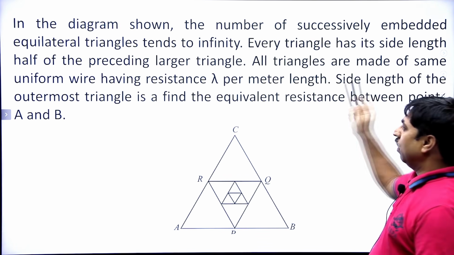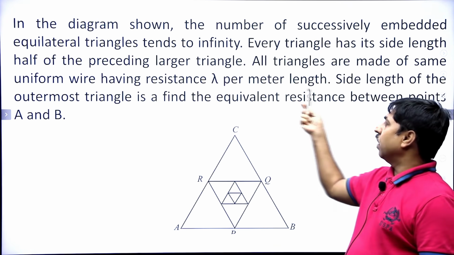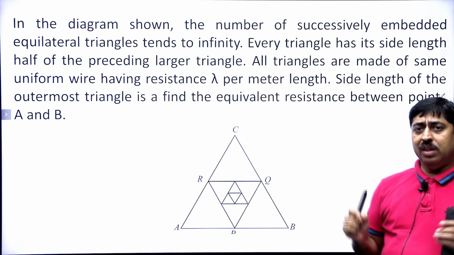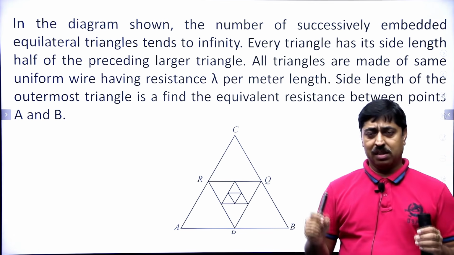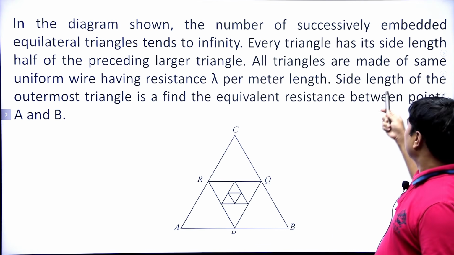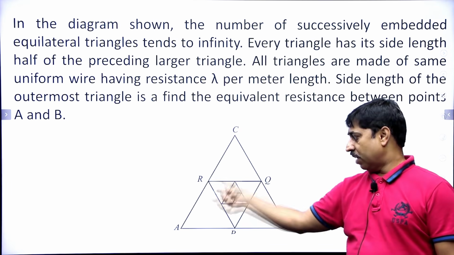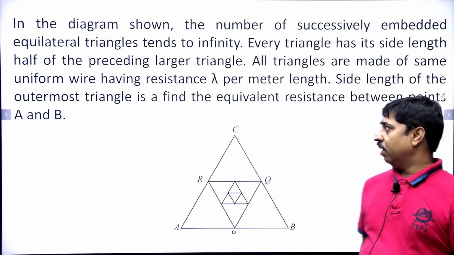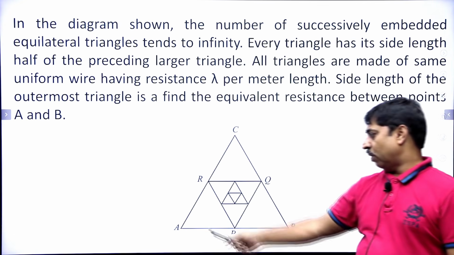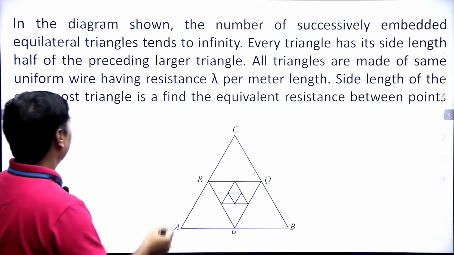All triangles are made of the same uniform wire having resistance lambda ohm per meter length. Side length of the outermost triangle is A. Find the equivalent resistance between the points A and B. You have to find equivalent resistance between A and B.